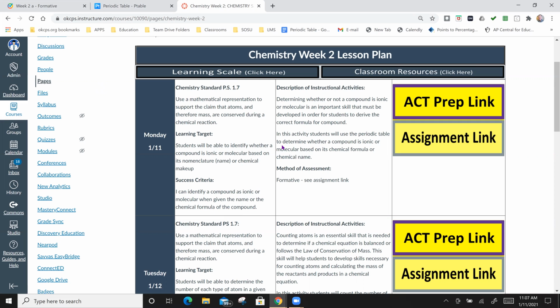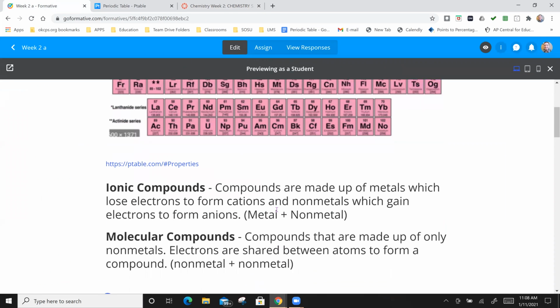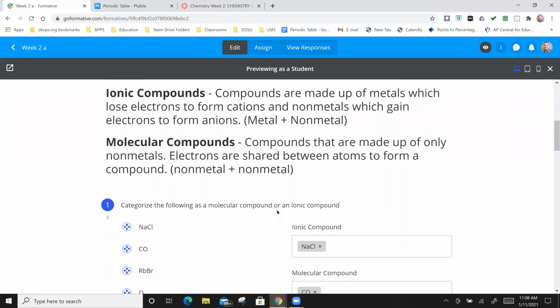And so it's important that we can identify whether a compound is ionic or molecular because we're going to be asked to develop these formulas and put those into a chemical equation later on. If you can identify it as ionic, you know that you need to balance the charges so that the sum of the charges equals 0. And if it's molecular, you need to use prefixes in order to get to the right ratio of each atom in the formula.